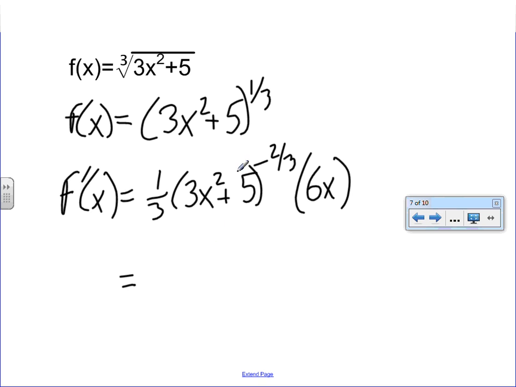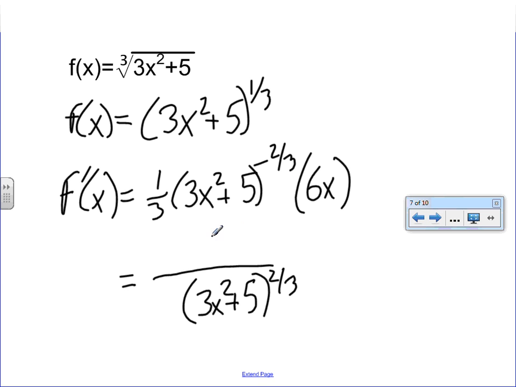Now, make it look nice. We're going to end up with a fraction because I've got some negative exponents. The negative 2/3 power certainly goes in the bottom as a positive 2/3. 6x can go up top, the 3 on the bottom, but I'm going to go 6 divided by 3 and just make it a 2x. And then I'm done. And that's my derivative. Whatever this function is modeling, that's how it's changing anywhere along. We could evaluate it and get a number if we needed to. But again, we're just playing with expressions, trying to get used to all the rules.